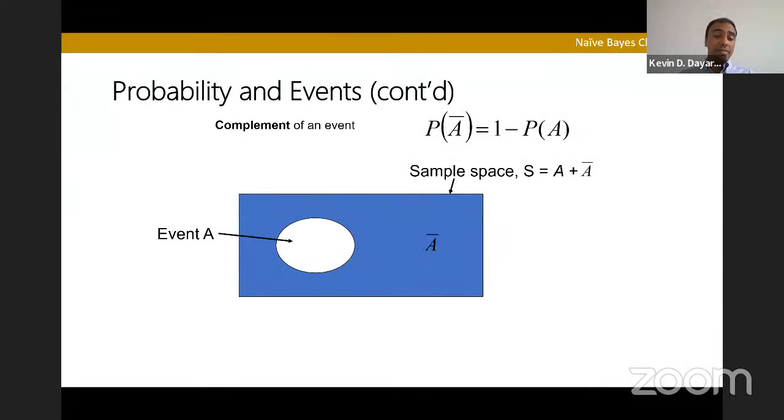So the complement of an event, this is a visual representation of what I was referring to earlier. That's basically everything that is not the event. The sample space consists of the event and everything outside of it. So if we're interested in the complement, P of A bar, that would be 1 minus the probability of A.